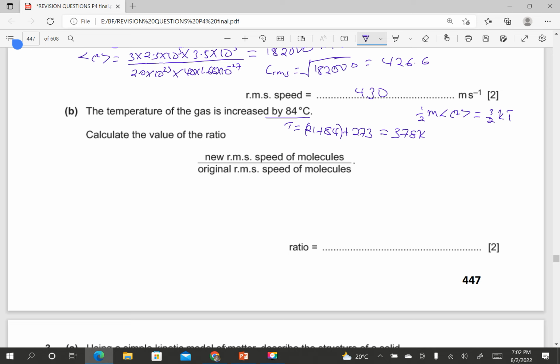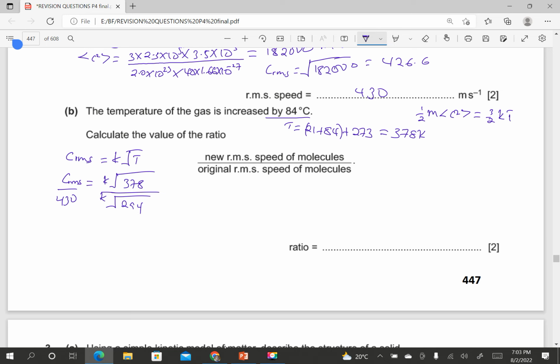So calculate the value of the new root mean square speed of molecules over the original root mean square speed of molecules. Remember, the mean square speed is directly proportional to temperature, meaning that the root mean square speed is equal to a constant times the square root of the temperature. So I'll put the new on top. The new root mean square speed is equal to a constant times the square root of 378, divided by the old root mean square speed, which was 430, we have calculated it there. This will be a constant times the square root of the old temperature, which was 21 plus 273, that is 294.